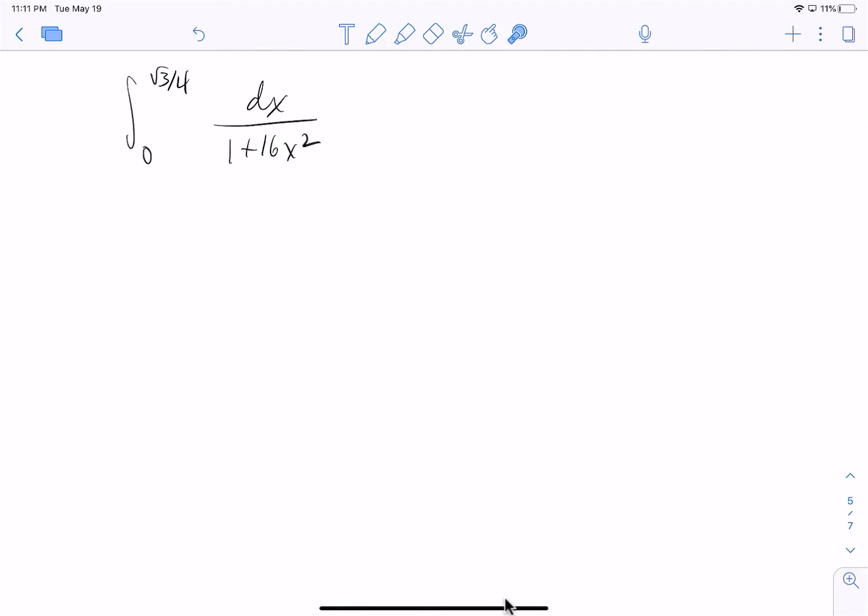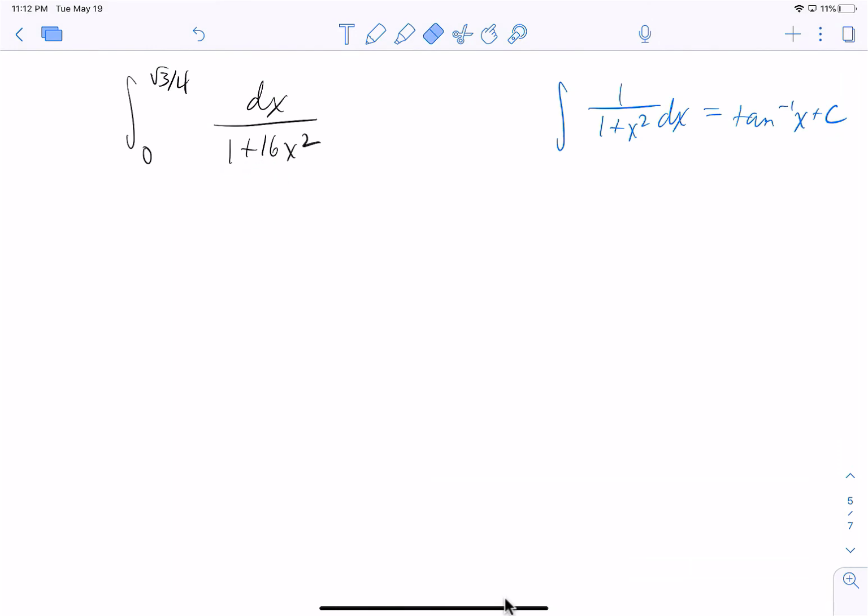Next up, we're going to evaluate the integral from 0 to the square root of 3 over 4 dx over 1 plus 16x squared. Looking at our new patterns here, we know that if we had the integral of 1 over 1 plus x squared dx, that would evaluate to the inverse tangent of x plus c. We don't have 1 over 1 plus x squared. We have 1 over 1 plus 16x squared.